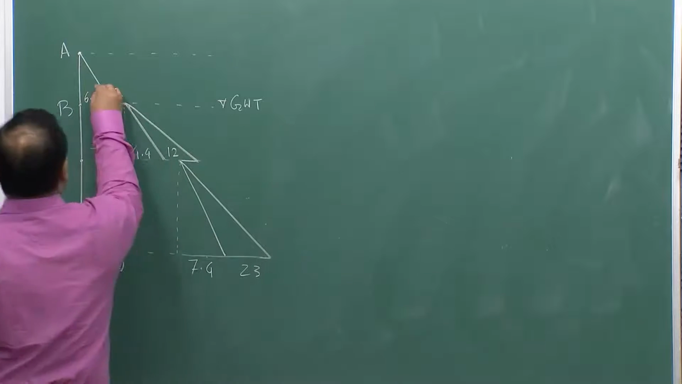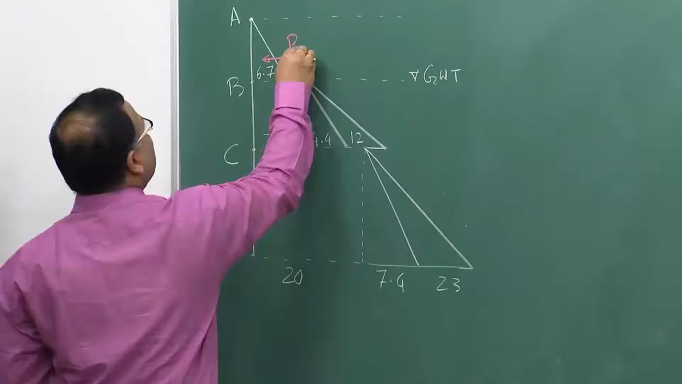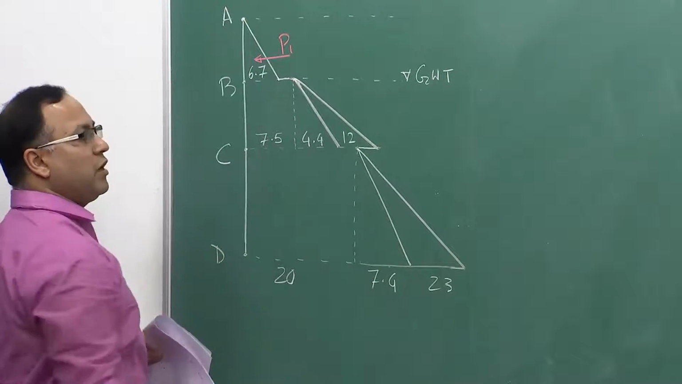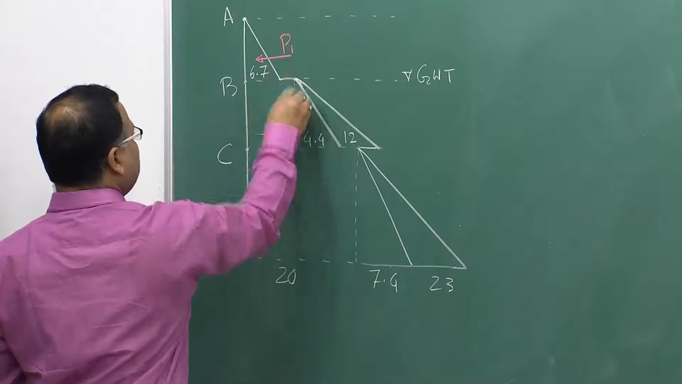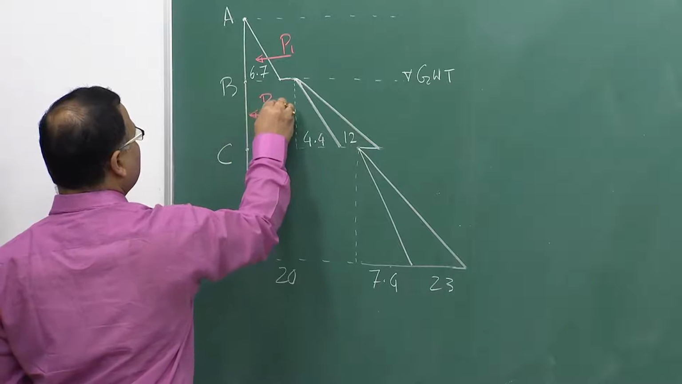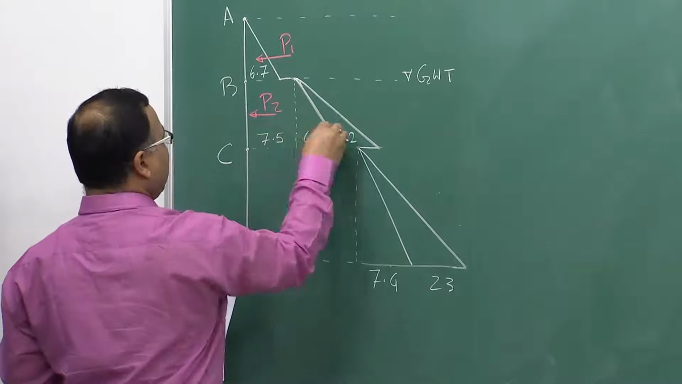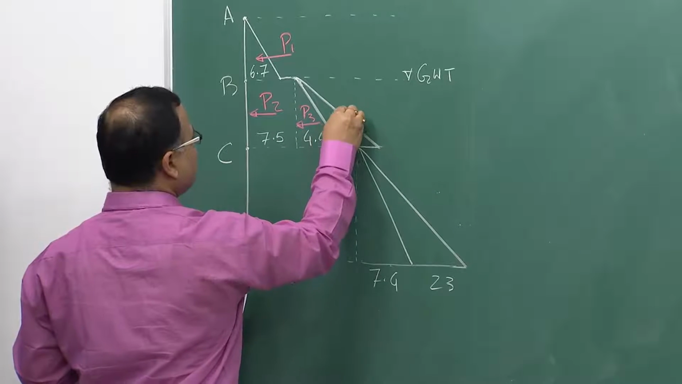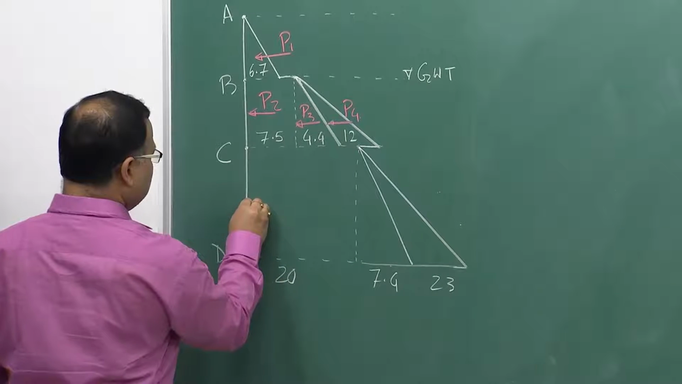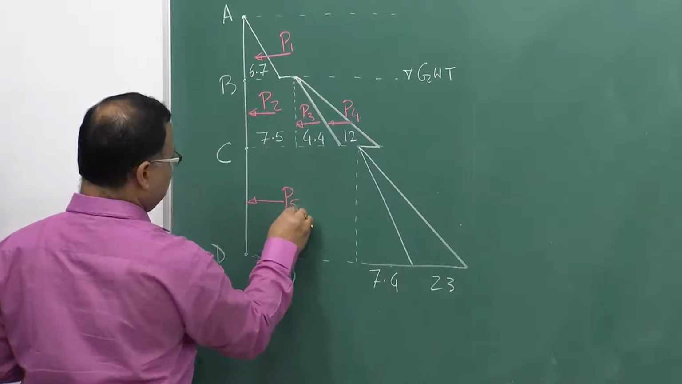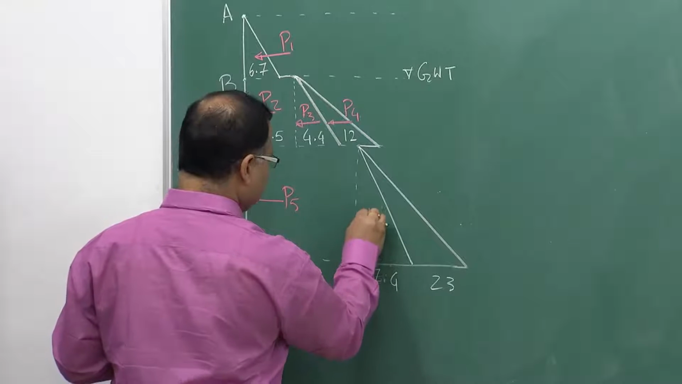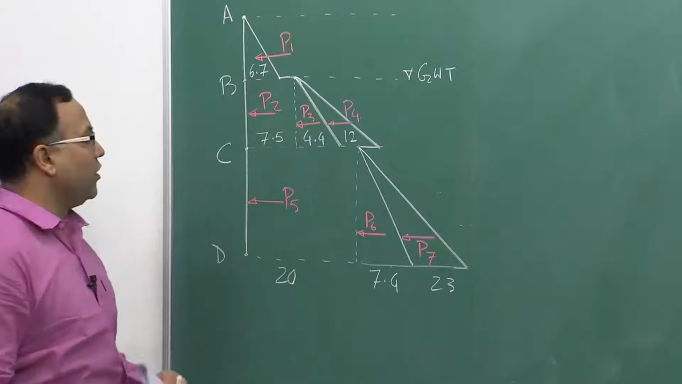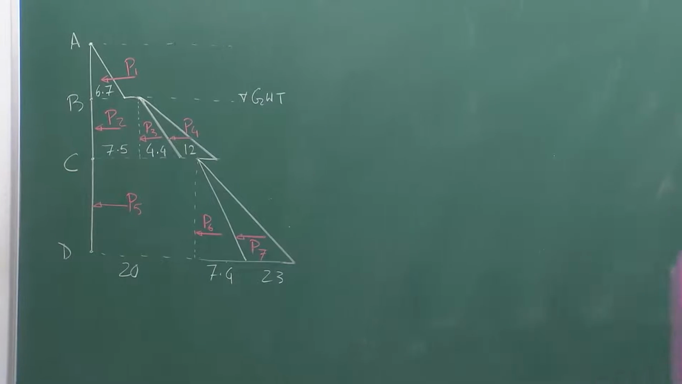Now, basically the force due to this top triangular area, we are calling P1, then this rectangular area P2, then this triangular area P3, and this triangular area P4, then this rectangular area P5, this triangular area P6, and this triangular area P7. Now, our job is to find out P1 to P7. Okay. Now, let us see how we can find that.